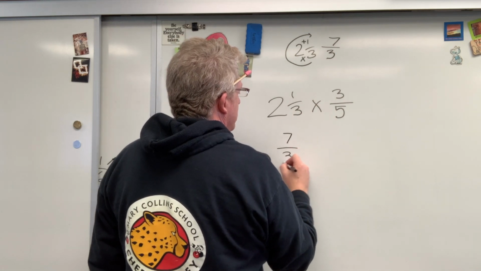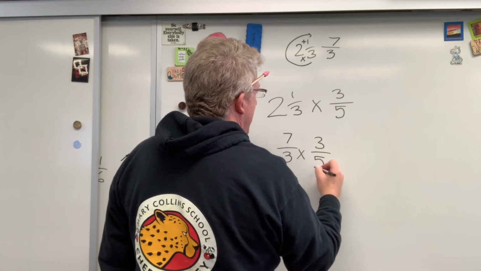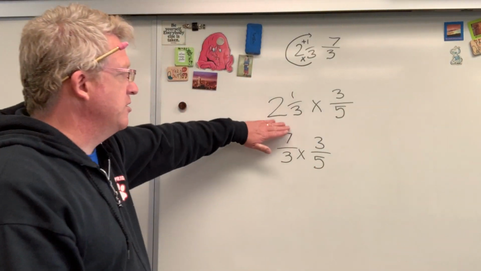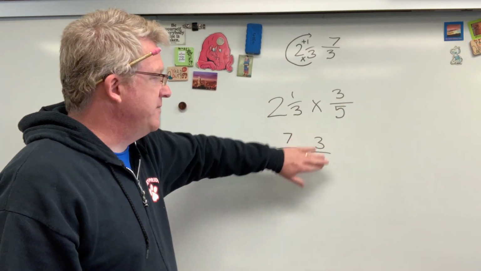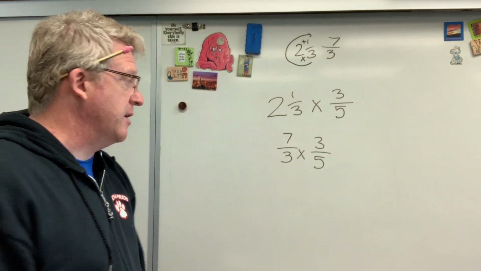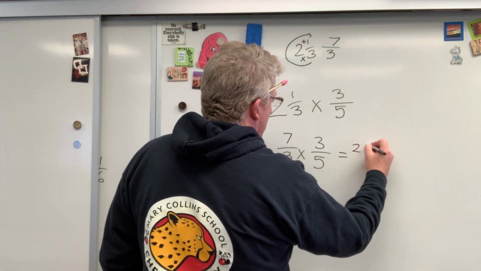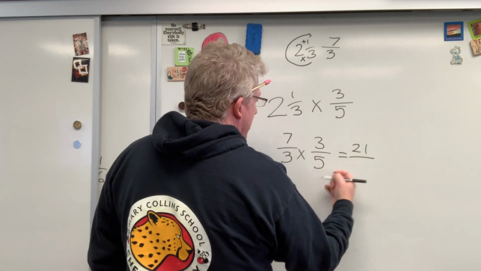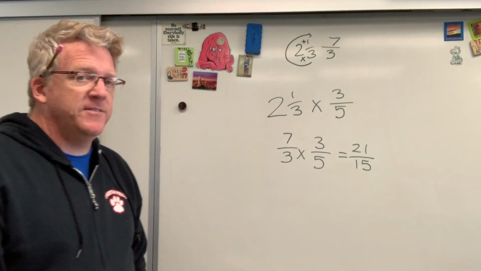So 7 thirds times 3/5. That is our new multiplication problem. We turned 2 1/3 into 7/3, and 3/5 is what's being multiplied. Now we can just multiply across the top and multiply across the bottom like we've been doing. 3 times 7 is 21. 3 times 5 is 15. So now I have 21/15.